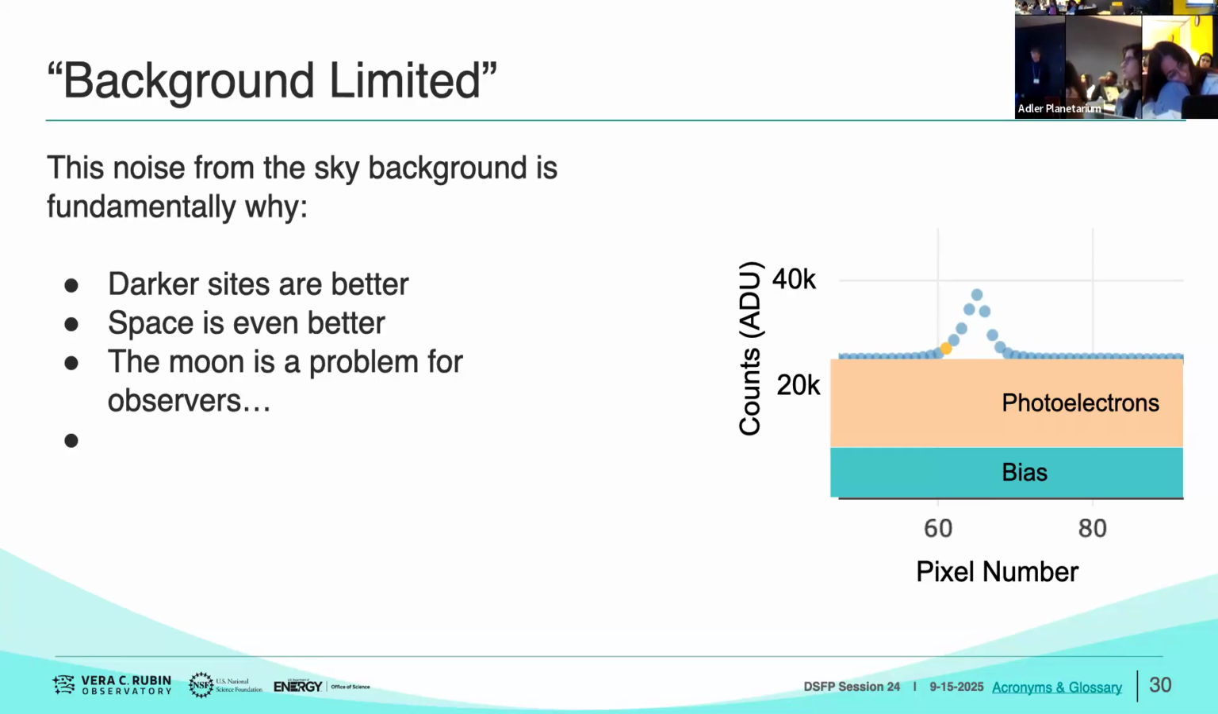This is basically why darker sites are better. Space is really dark, it's really great. Oh, here we're back to the moon. This is why we don't try to observe close to the moon, in addition to the fact that the camera team will get mad. All of these background sources are just going to increase the amount of noise in our measurement.